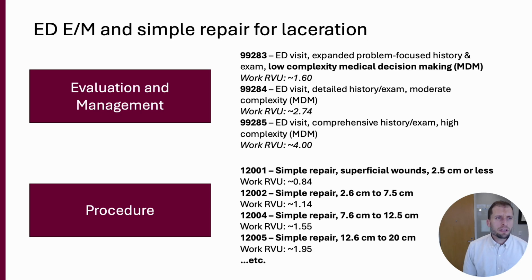Okay. So let's look at some RVUs, the relative value units, for a fairly simple repair for a laceration. The patient shows up at the ED, et cetera. So we'd actually break this out into two separate activities. First, there's evaluation and management in the ED. So we've got a couple different levels. Is this going to be a low complexity medical decision making? Is it going to be moderate, or is it going to be high? Right? And there's different factors.